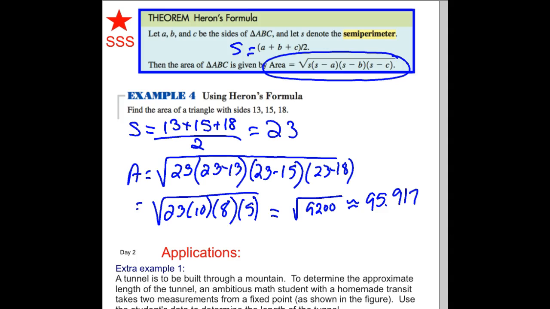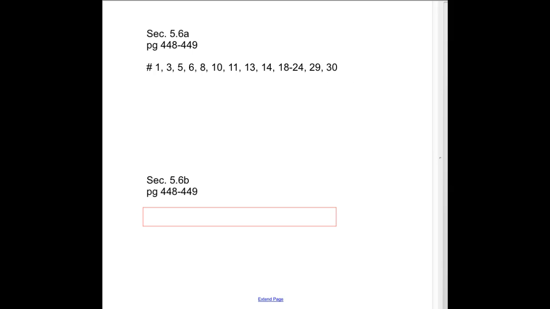Questions on Heron's formula? Okay. So you are doing day 1 today.